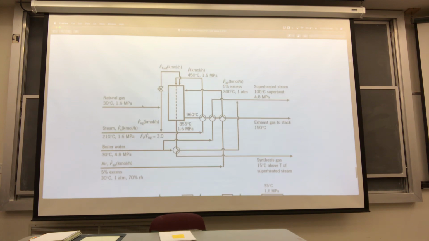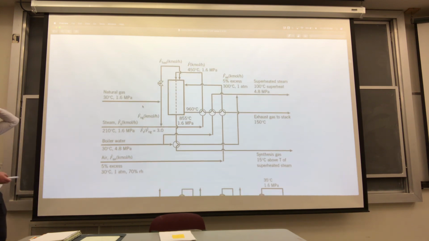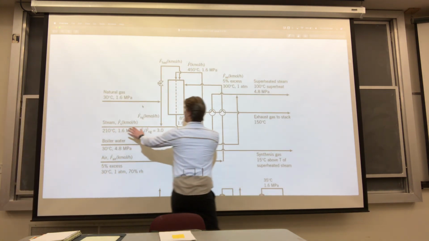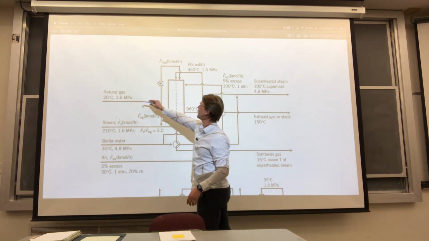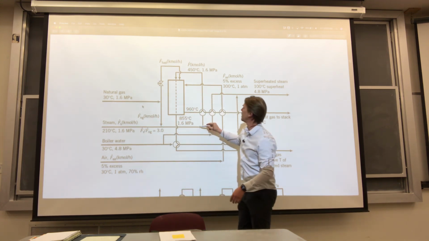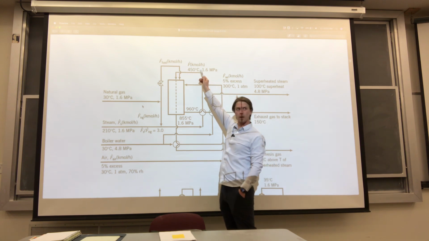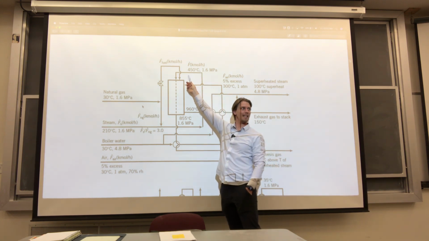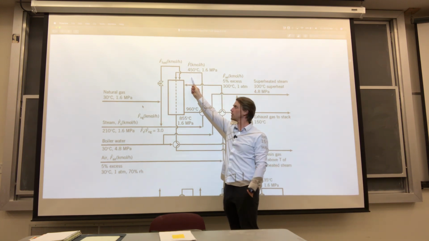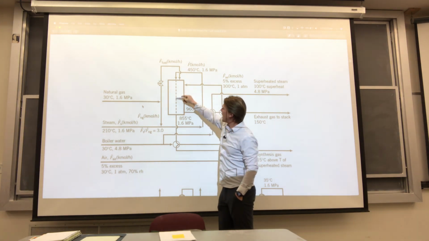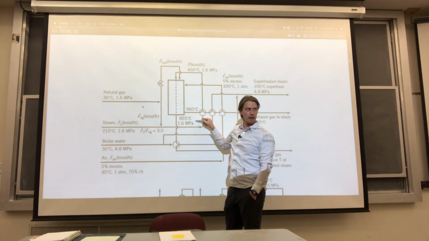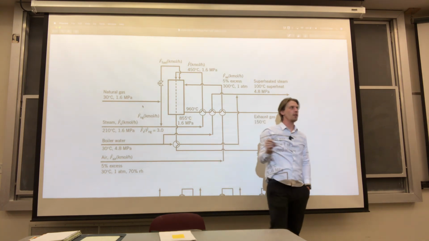For the steam reforming reaction, we have the steam that comes in and mixes with the natural gas. It is heated up to 450 degrees C. This is your inlet condition for the steam reforming reaction. It is going to react, and then it is going to come out at 855 degrees C. So that is the condition.